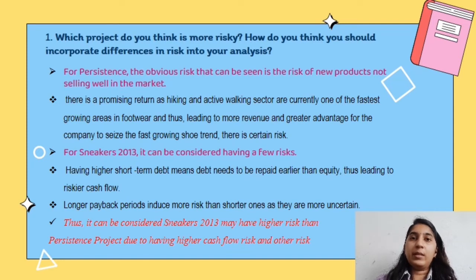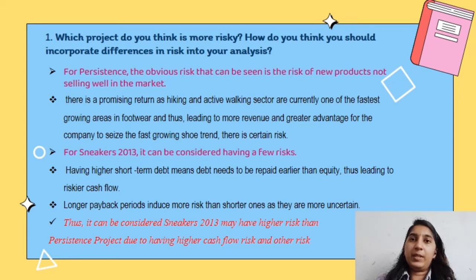So for Persistent, the obvious risk is the risk of the new product not selling well in the market. Although there is a promising return, as the hiking and active walking sector is currently one of the fastest growing areas in footwear, leading to more revenue and a greater advantage for the company to seize the fast-growing shoe trend, there is certain risk to be incurred as the New Balance company has never ventured into this segment before. By entering a new market segment, there is always a risk of not succeeding in a new product line, as there are other current and stable competitors in this segment already.